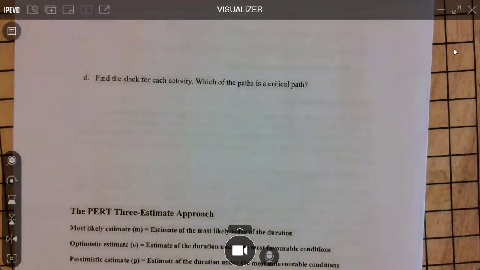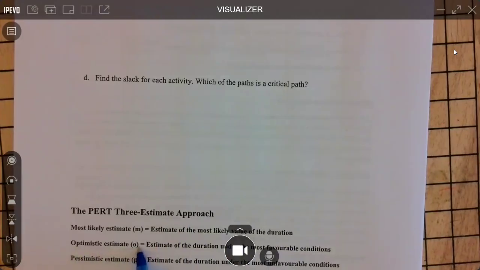What I'm going to cover today is called the PERT, 3-estimate approach. First one, 3-estimate. What are the 3 estimates? First one, most likely estimate, denoted by M, M as mother. Estimate of the most likely value of the duration.